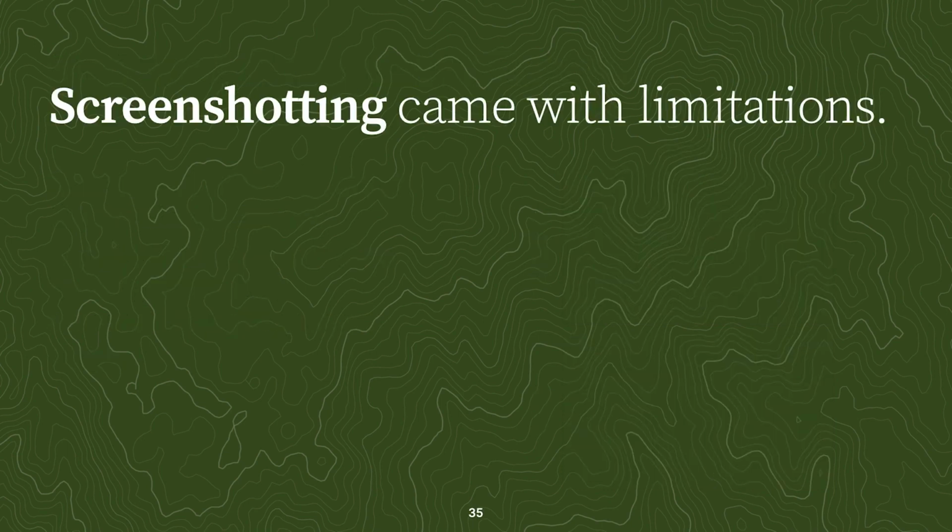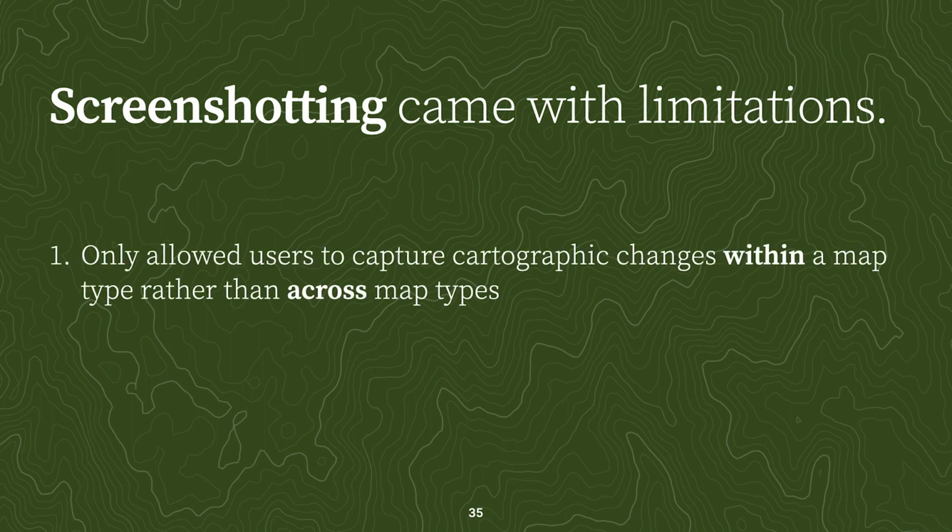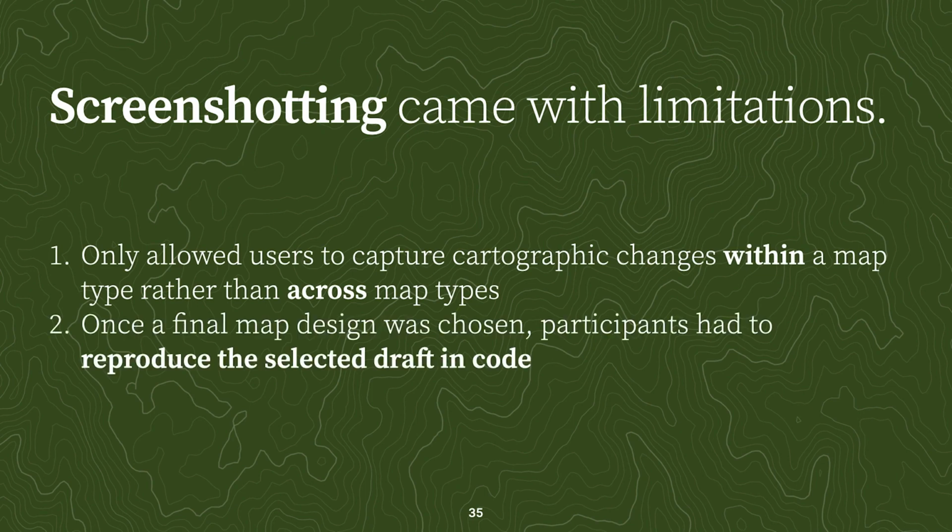However, screenshotting came with limitations. First, this strategy only allowed users to capture cartographic changes within a map type rather than across map types. Second, participants' screenshotted maps weren't production ready. Once a final map design was chosen, participants had to reproduce the selected draft in code.